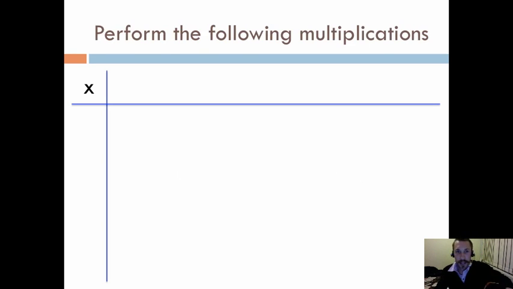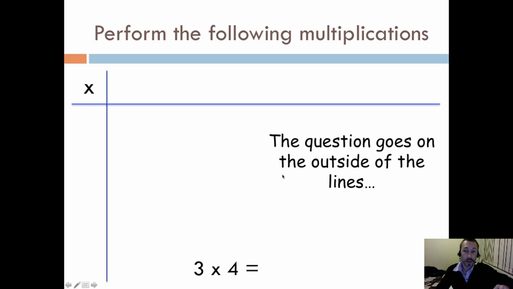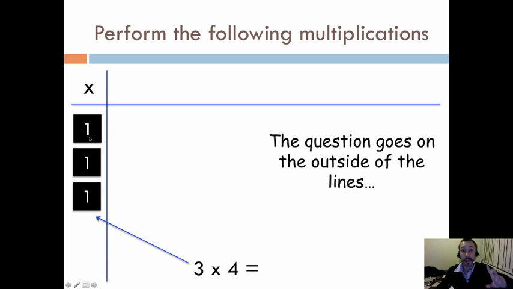Excellent. So what we're going to do is start off with a couple of basic questions and then move into some things that are a little bit harder. Let's use the example 3 times 4. We're going to put the question on the outside of these multiplication charts, so that's this line here and up in this area here. The 3 will go in this part here. So 3 we make up using 3 units.